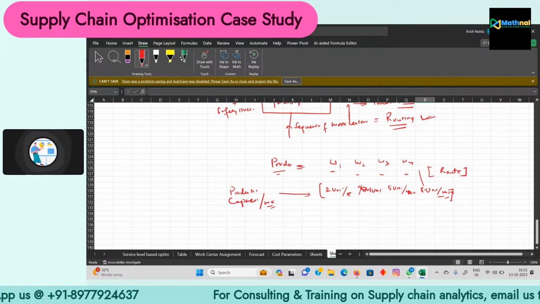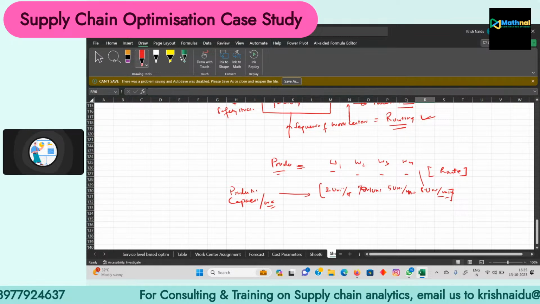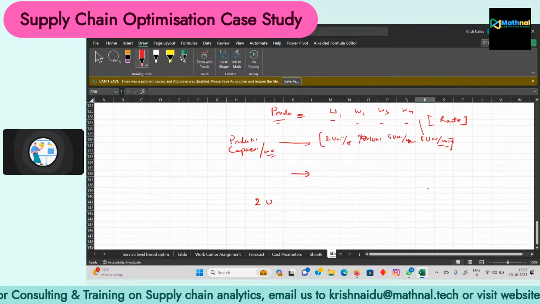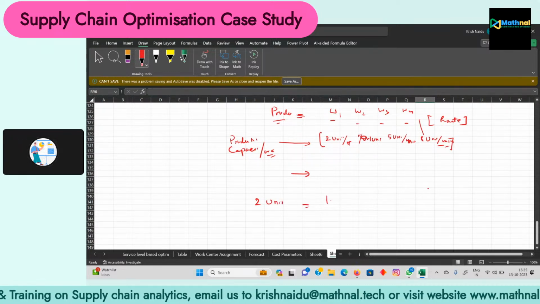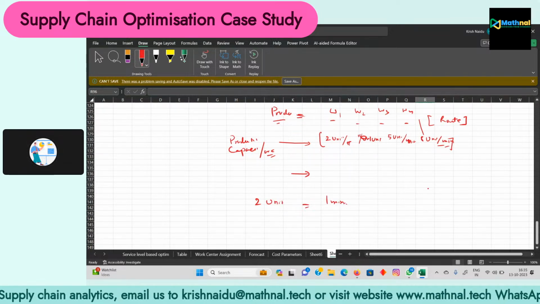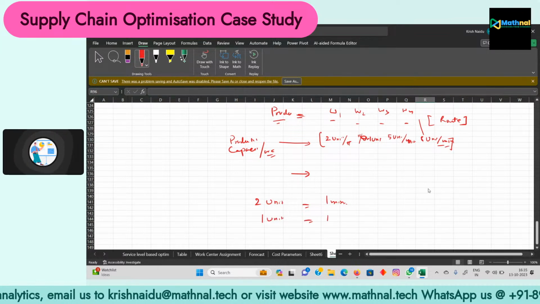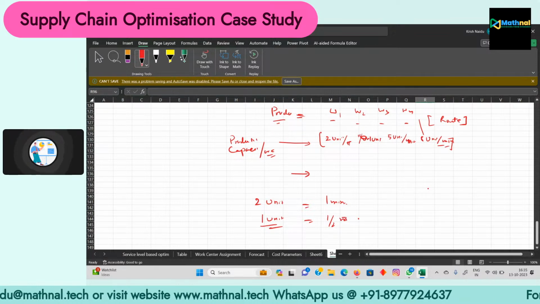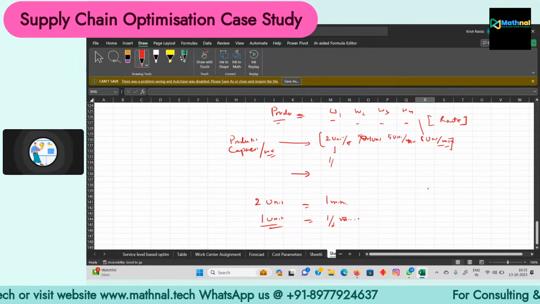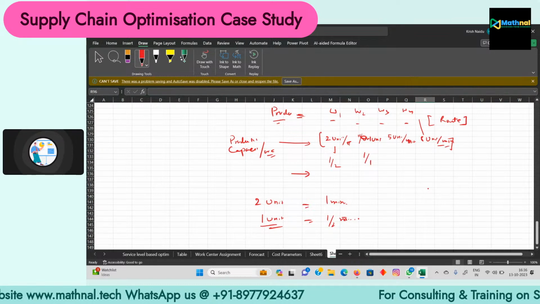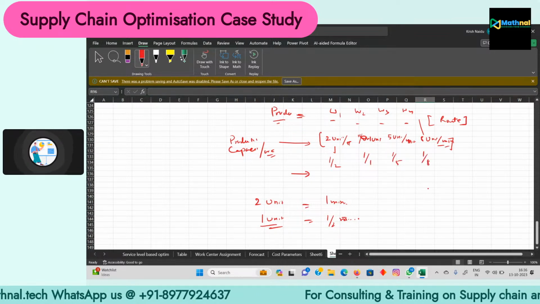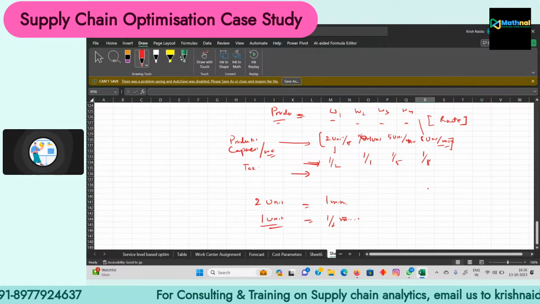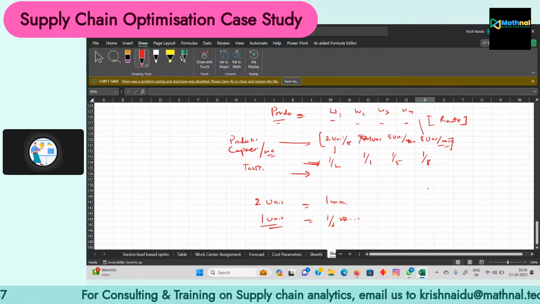Okay. Now what we do, we can convert this production capacity in work center into time per unit. Suppose this is telling us 2 units in 1 minute, right? So how much time for 1 unit? 1/2 minute. So we convert this into 1/2. This is 1/1. This is 1/5. This is 1/8. So this is to compare our takt times with the available capacity.